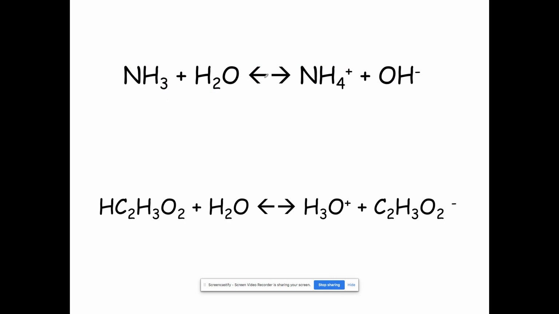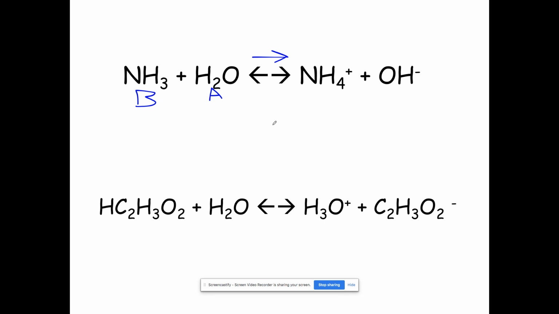NH3 plus H2O, double arrow, NH4 plus OH minus. Okay, let's start by reading it in the forward, which is this way. NH3 becomes NH4 plus. What did it do? Before, after. Looks like it gained a proton. So if you gain a proton, this is called a base. If you have H2O, then it becomes OH minus. That must be an acid.